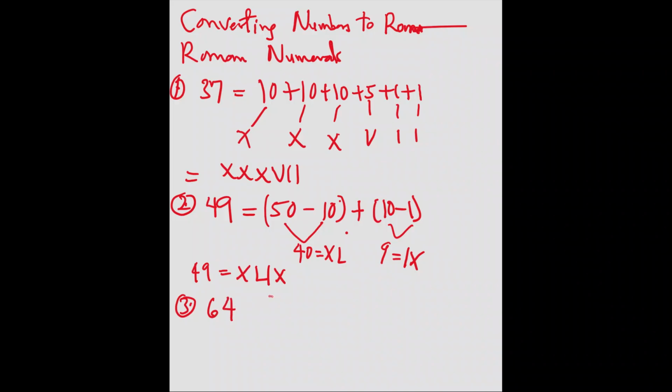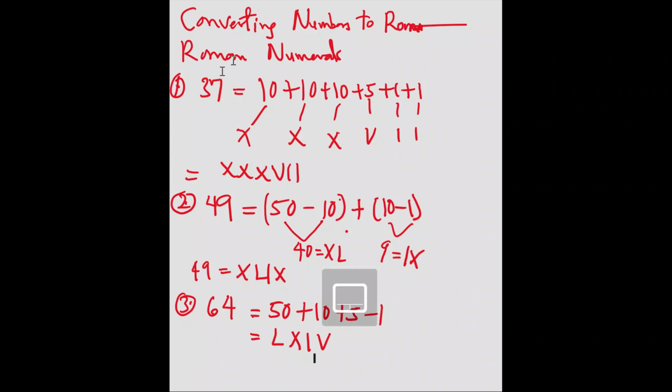Number 3, 64. Okay, so 64 is 50 plus 10 plus 5 minus 1. Okay, 50 is L, 10 is X. 5 minus 1 is 4. We know 4 is IV. So our final answer is LXIV. Okay.